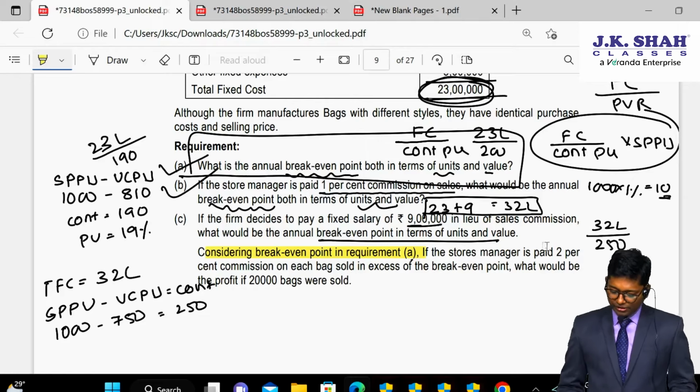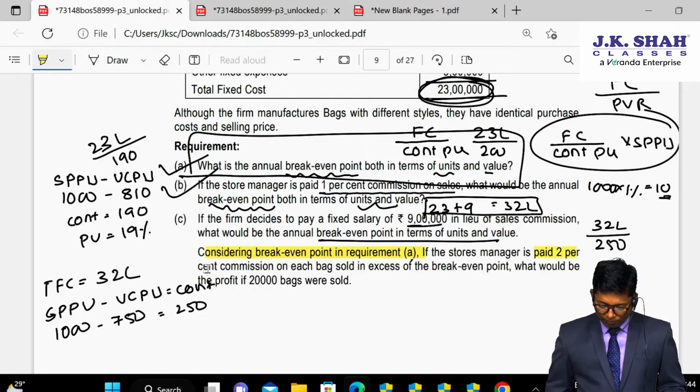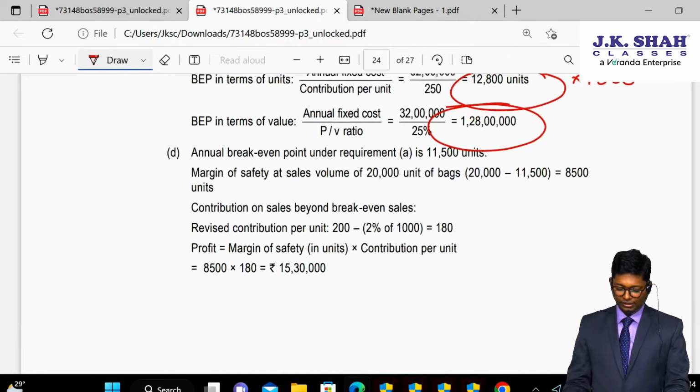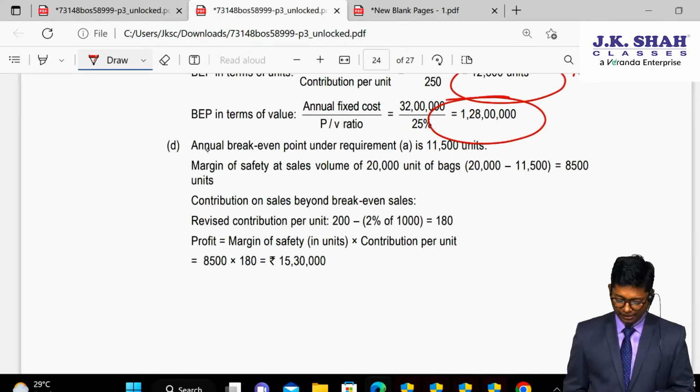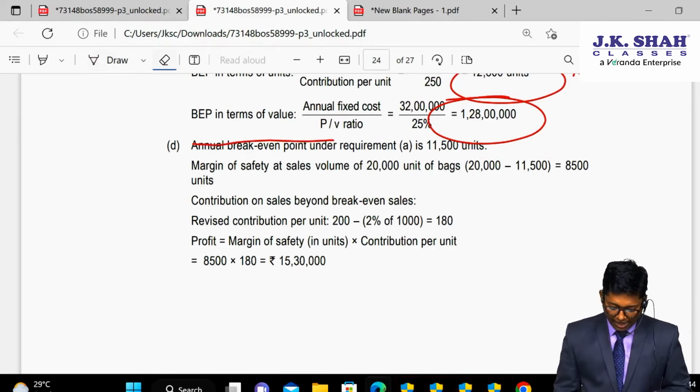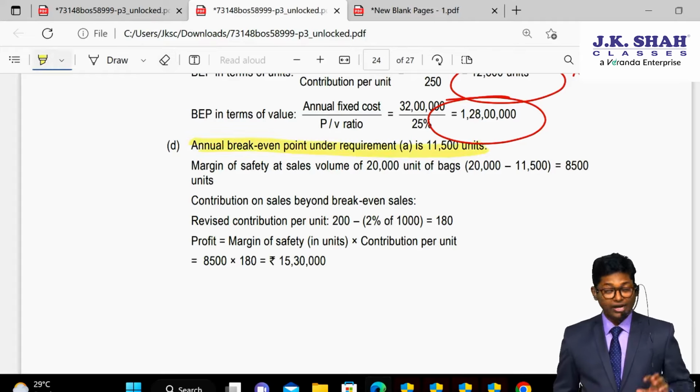If the store manager is paid 2% commission on each bag sold in excess of the break-even point, what would be the profit if 20,000 bags were sold? Little tricky. I would like to explain it by using the information which is given in suggestion. Your annual break-even point according to your calculation was 11,500, correct?